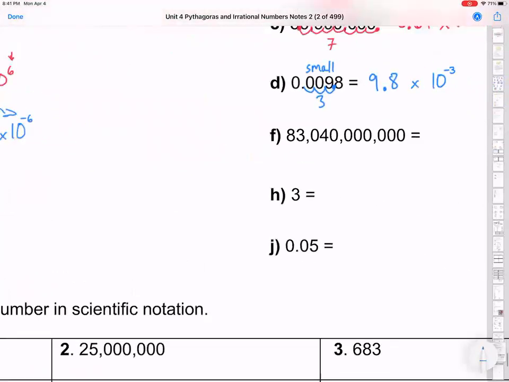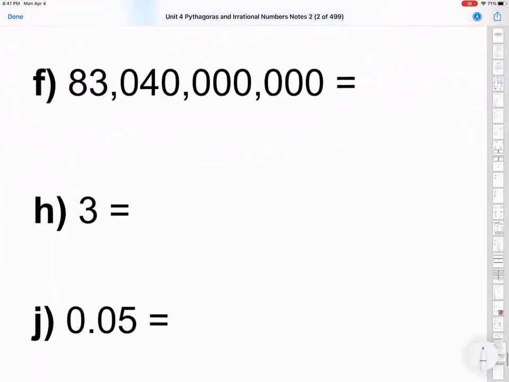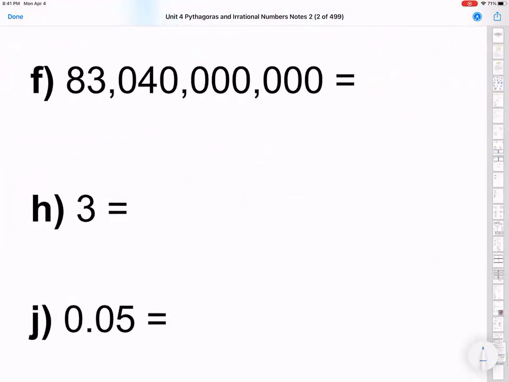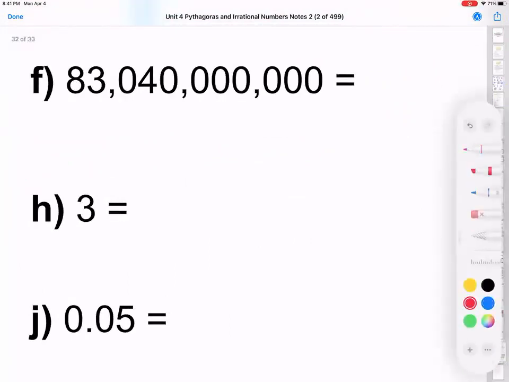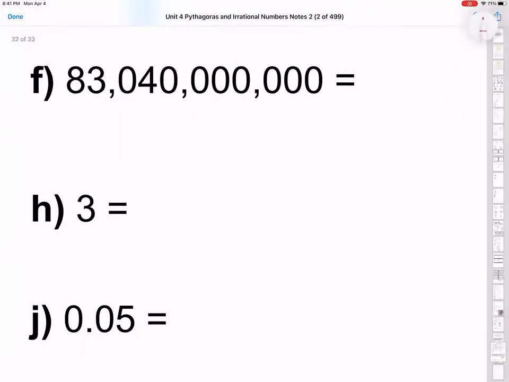For F, starting with something absolutely huge, 83 billion, 40 million. So that's obviously a very, very huge number, very large. This is a large number to start with. So as a result, I know my exponent is going to be positive in the end.